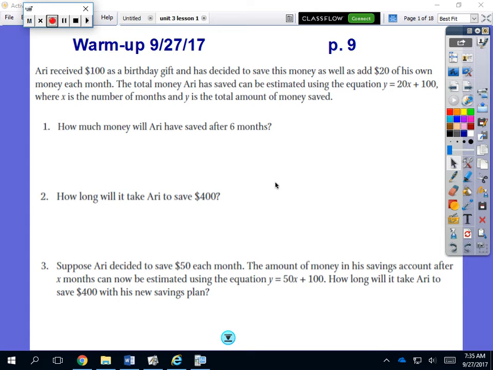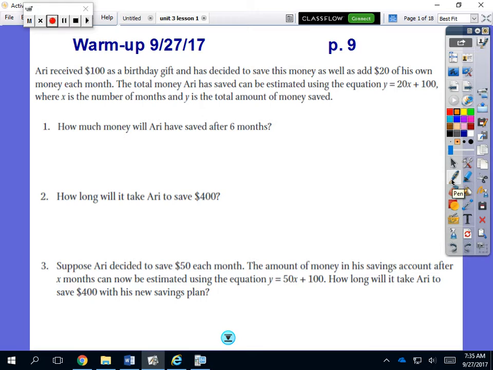So the warm-up is on page 9 in your workbook. I'll have you open that up and try that, and then stop the video, come back, and we'll solve it together. Okay, so Ari received $100 as a birthday gift.